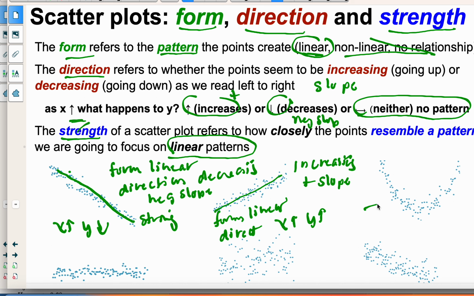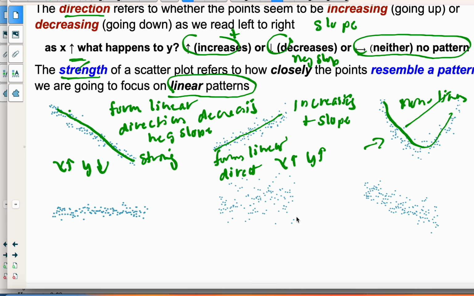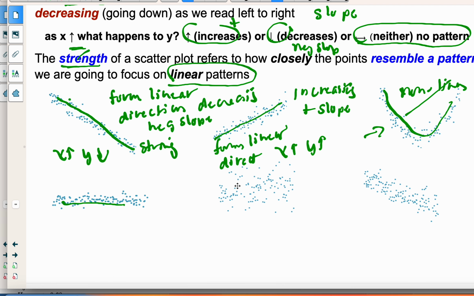If we look at this here, this is definitely not linear. All right, this looks quadratic, so it's not linear. Okay, we have these other examples here. All right, this is linear here, and it is decreasing, meaning it has a negative slope. And I would say that it sort of has a weak linear pattern.